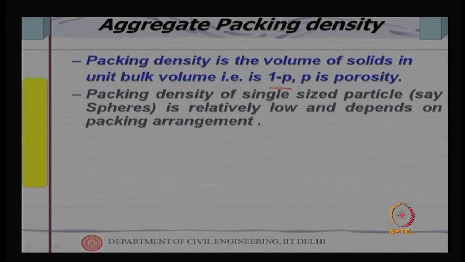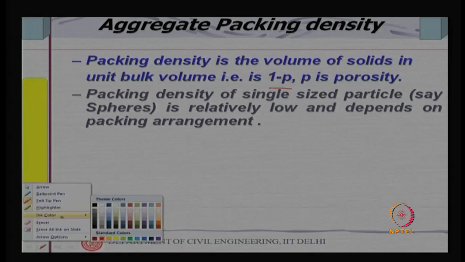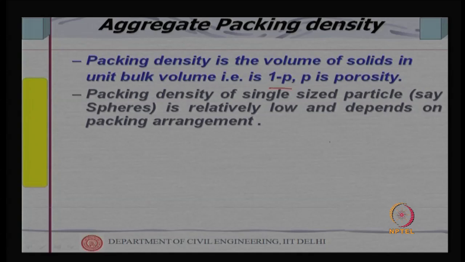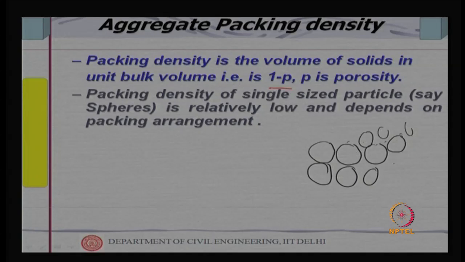Packing density of single sized particles is relatively low and depends on packing arrangement. We can understand that very simply. Supposing I have all single sized particles and they are packed like this. This is called simple cubic packing, and you can consider the other directions also with the same packing, three dimensional same sort of packing, just one below the other. This is called simple cubic packing.